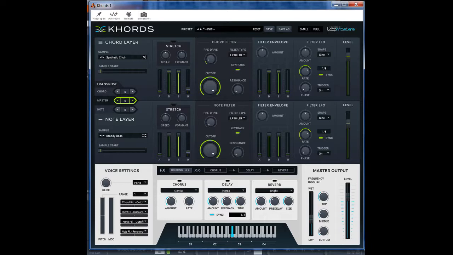This is a secret weapon. Okay, it's called chords for a reason. You can push one key and it'll do chords for you. Now, what's sweet about it is you have the chord layer and a note latcher.